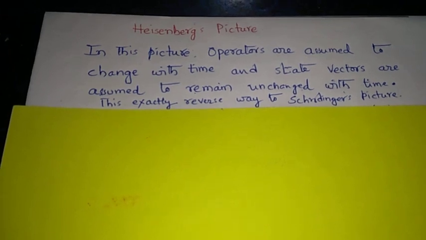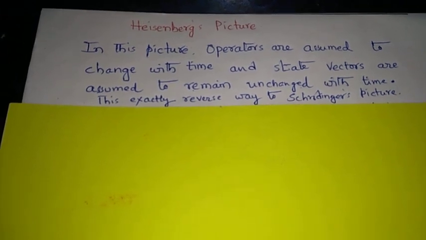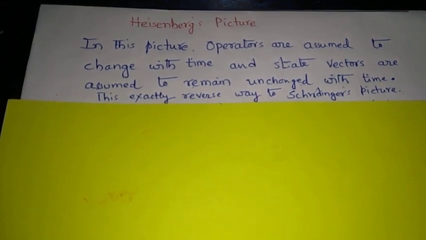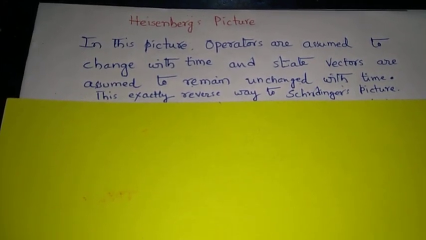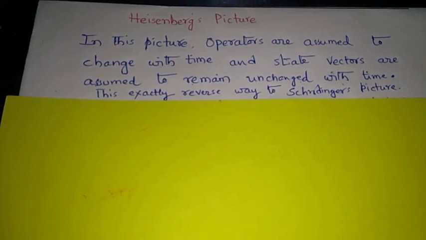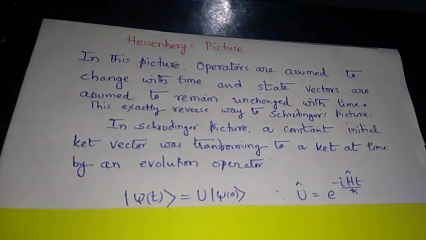In Heisenberg's picture, the operators are assumed to change with time, and the state vectors of a system are assumed to remain unchanged with time. And it's actually exactly the reverse way of considering these in Schrodinger's picture.